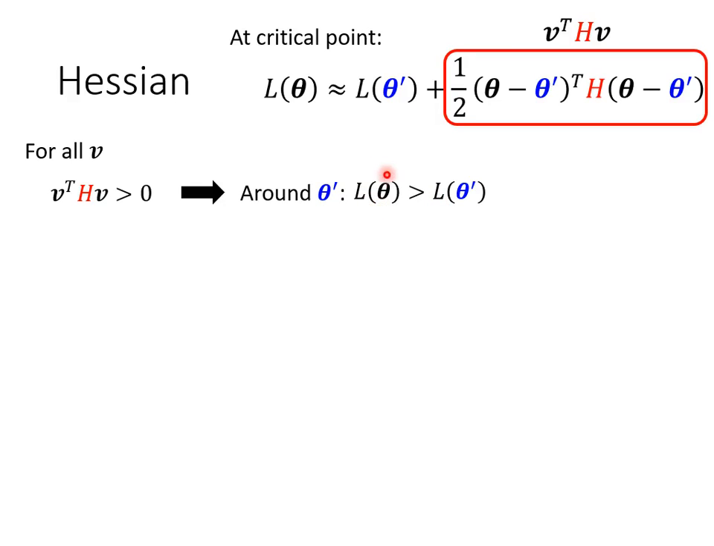Regardless of the value of theta, as long as it is near theta prime, L of theta is always greater than L of theta prime. What does it mean? It means that L of theta prime is the lowest point around it. So it is a local minimum.